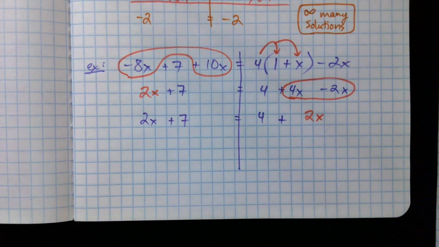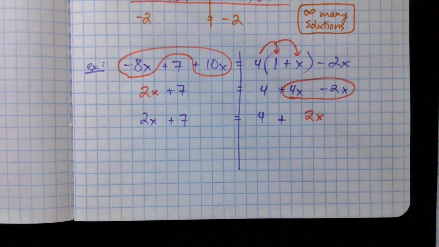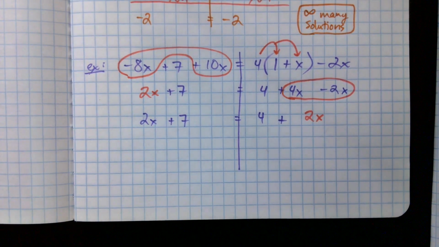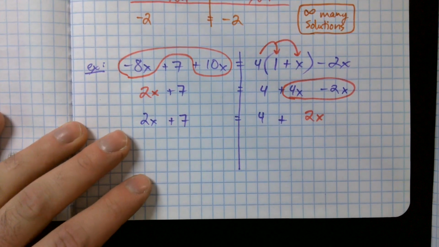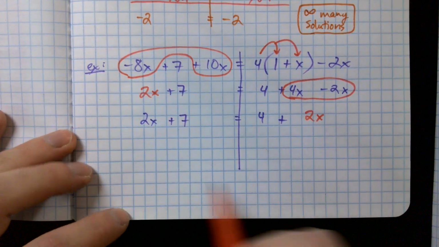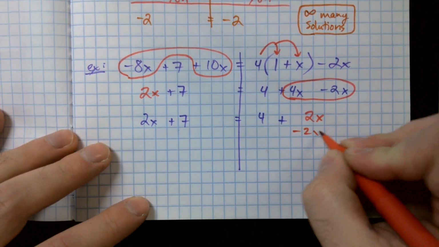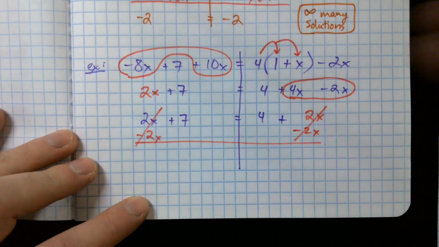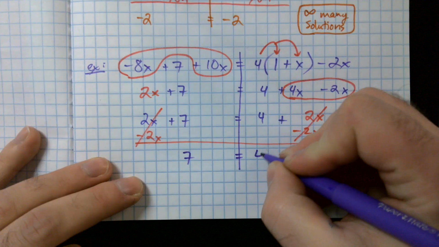All right. What can I do from here? What would my natural next step be? To get rid of the 7? Not the 7. We want to bring that variable term over to the left, right? What's the opposite of plus 2x? Minus 2x. But what happens to all my 2x's? They all go away, leaving me with 7 equals 4.